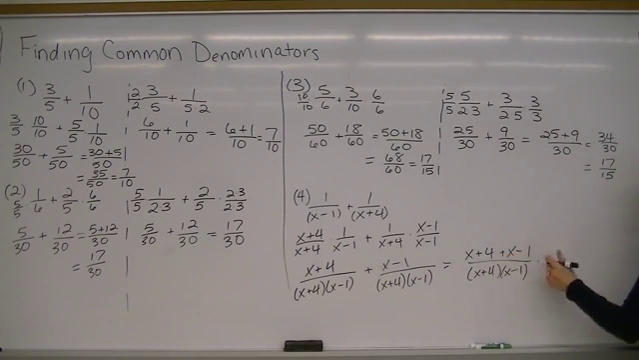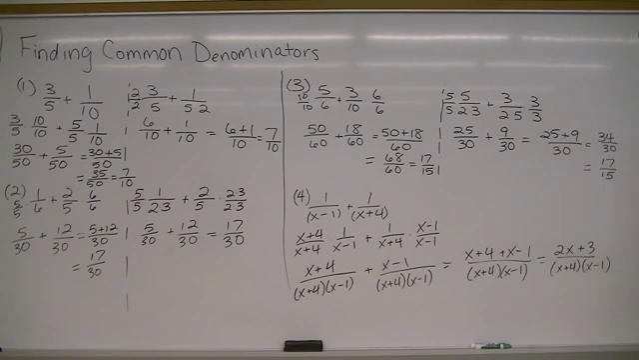So last but not least, I can do a little bit of combining here. I have x plus x will give me 2x, and then plus 4 minus 1 will give me plus 3. So there we go. Now we have our common denominator, and we've been able to add them.